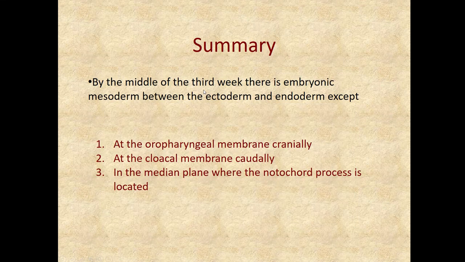And so, in summary, by the middle of the 3rd week, after we've had migration of all the mesenchymal cells, there's going to be mesoderm everywhere between ectoderm and endoderm now that these mesenchymal cells have migrated, except for in 3 places. At the oropharyngeal membrane cranially, that's going to become the future site of the opening of the foregut. At the cloacal membrane caudally, which is the future site of the anus. And in the median plane, in the middle of the embryo, where that notochordal process developed. So every other place is going to have mesoderm.